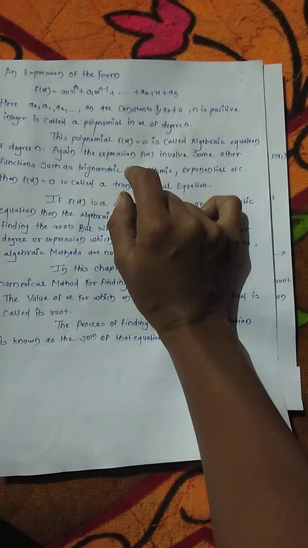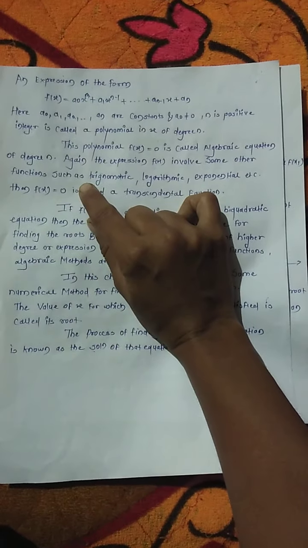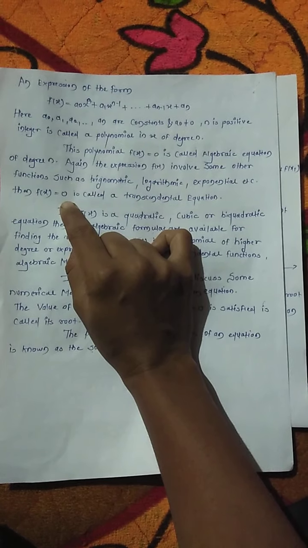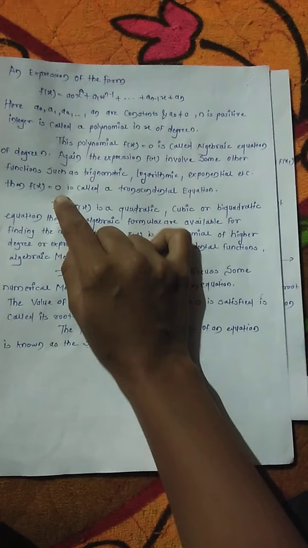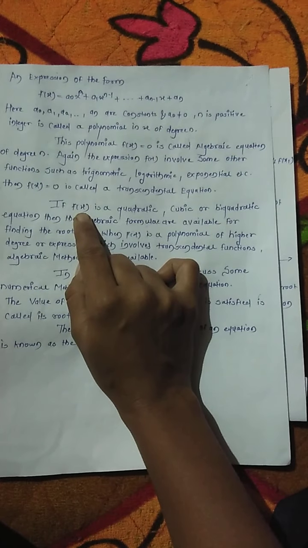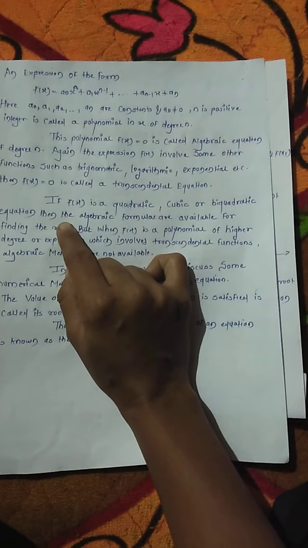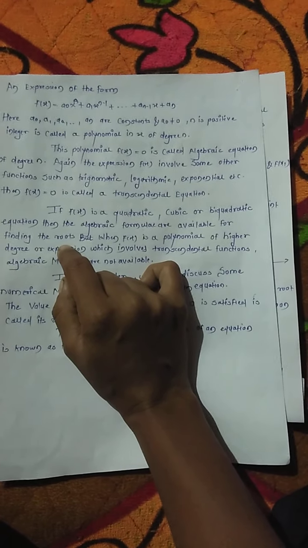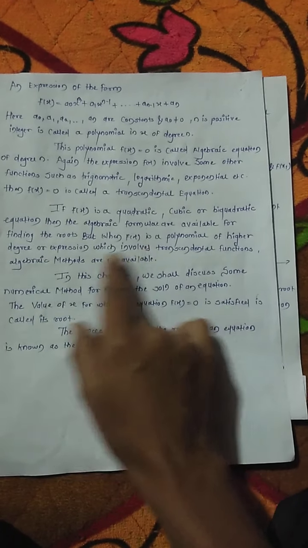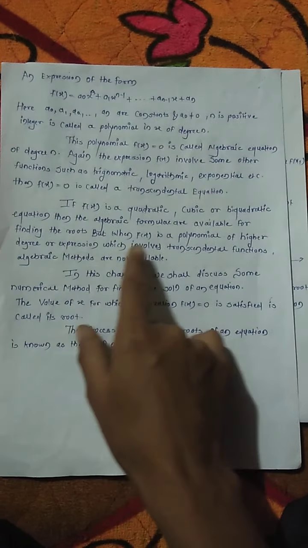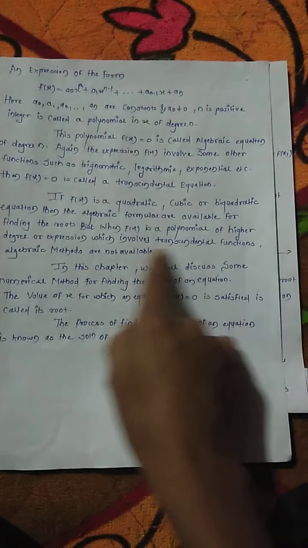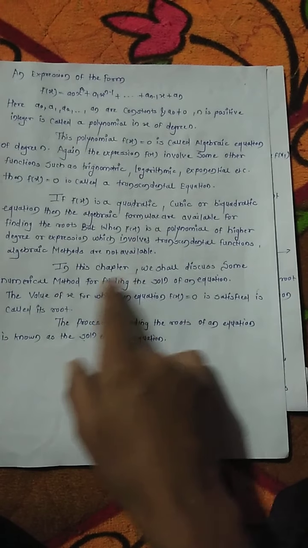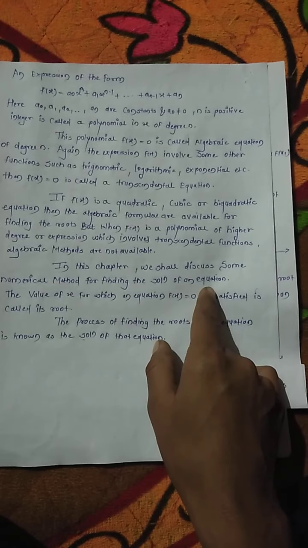If the expression f of x involves other functions such as trigonometric, logarithmic, exponential, then f of x is equal to 0 is called a transcendental equation. If f of x is quadratic, cubic, biquadratic, then algebraic formulas are available for finding the roots. But when f of x is a polynomial of higher degree or an expression which involves transcendental functions, algebraic methods are not available. So in this chapter we shall discuss some numerical methods for finding the solution of an equation.